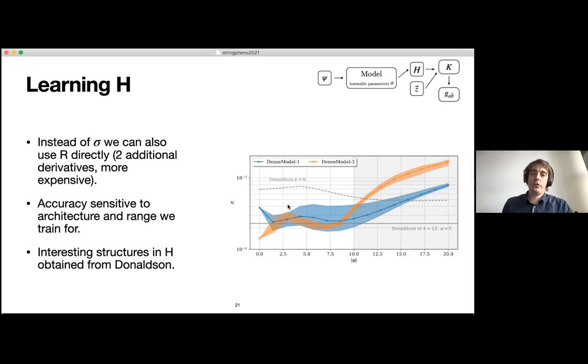For instance, I'm showing you here another network which we trained in the range from 0 to 10. And this is doing very well in comparison to k equal to 6. In particular, if you compare the accuracy you have at psi equal to 0 for the k equal to 12 network, we are really getting into that territory with the k equal to 6 answers.